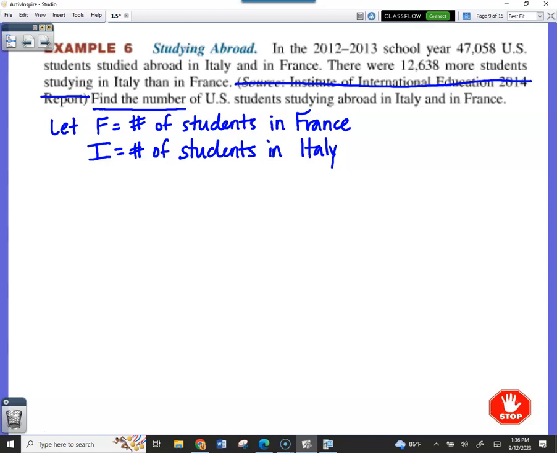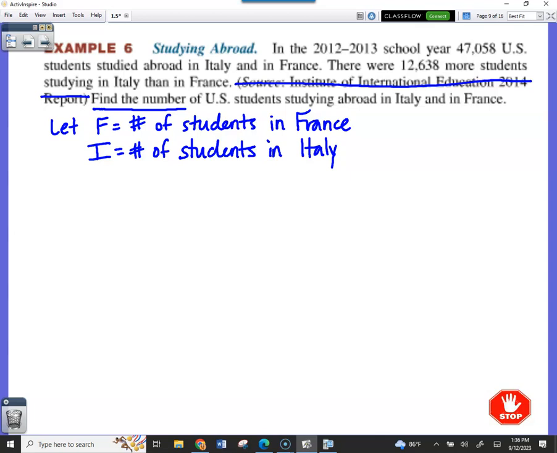Now we've got to come up with an equation. There are two equations in this word problem this time. Instead of one equation, this time we have two. And that's because how many variables do we have? Two. That's kind of your indicator. We have two variables, so we have two equations.